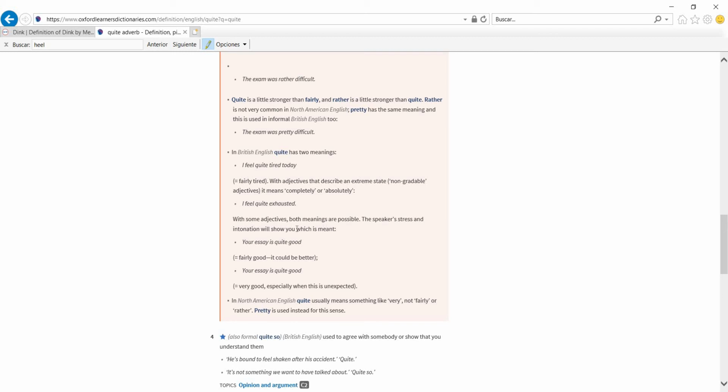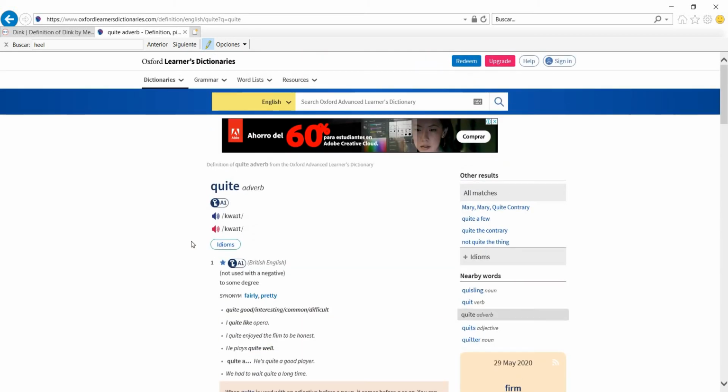Because, well, this is perceived to be more extreme, right? When the state is more extreme, I mean completely or absolutely. Now, the truth is what it says here. With some adjectives, both meanings are possible. The speaker's stress and intonation will show you which is meant. So very difficult to translate. You never know. Honestly, you can't tell. I need to ask the speaker, what do you mean by quite?